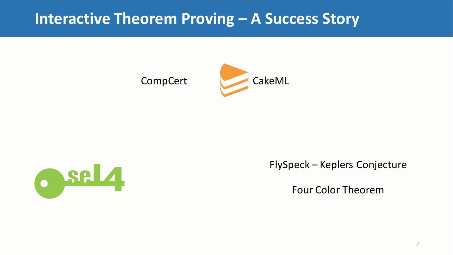of the four-color theorem. But all of these big projects come at the price of a steep learning curve that is usually involved when picking up a new ITP system. Why is this the case?